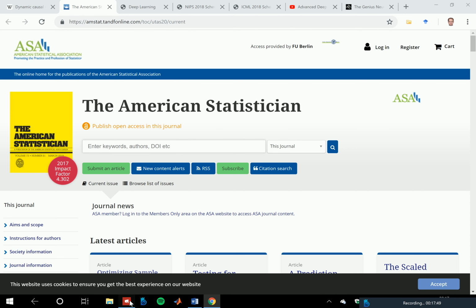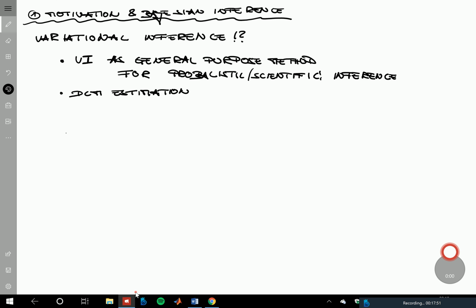The next motivation that I can give you for this is if you are into this distinction between Bayesian and frequentist inference. So does anyone of you know or can say something about this? Bayesian versus frequentist inference? So does it ring a bell at all?